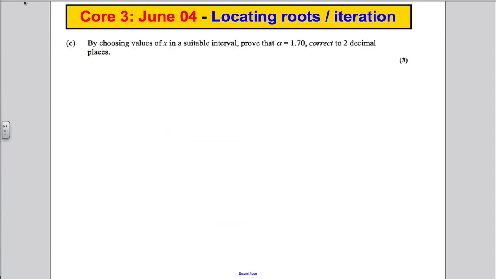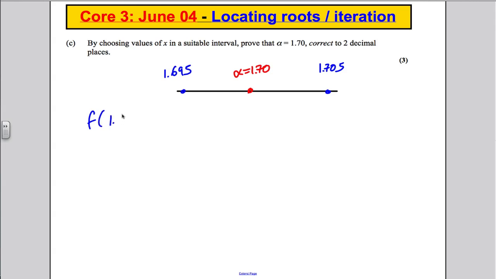Okay, and then it says, by choosing suitable values of x in an interval, show that this is correct to 2 decimal places. We always do these the same way. What we do is we're trying to show that alpha is equal to 1.70 is correct to 2dp. So we go to the third decimal place and add 0.005, and we subtract 0.005. So we're going to check 1.705, and we're going to check 1.695. We are going to substitute them into the original f of x.